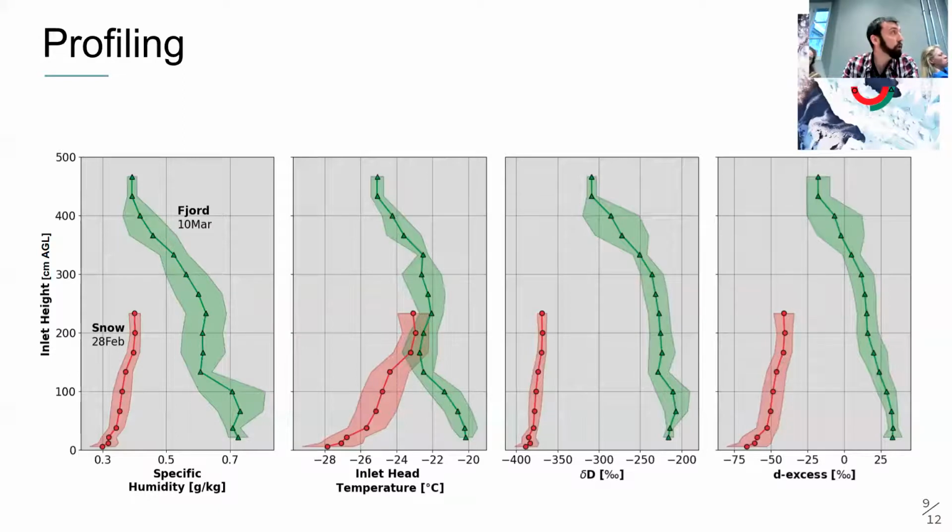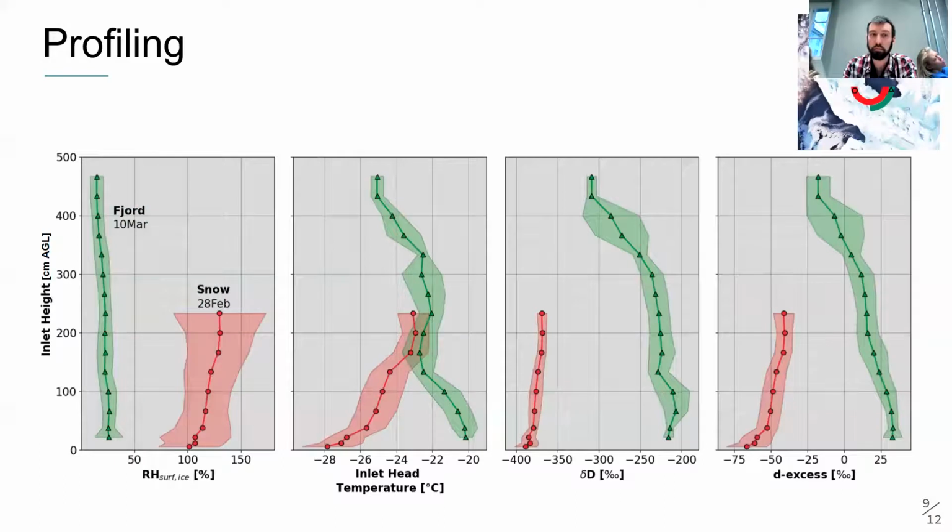It's also important to note that during sampling at the snow, when we consider the relative humidity normalized to the surface temperature with respect to ice, we are basically always at saturation. So we could actually see the deposition onto the surface of the snowpack in the form of frost flowers and hoarfrost while we were sampling over at the snow.